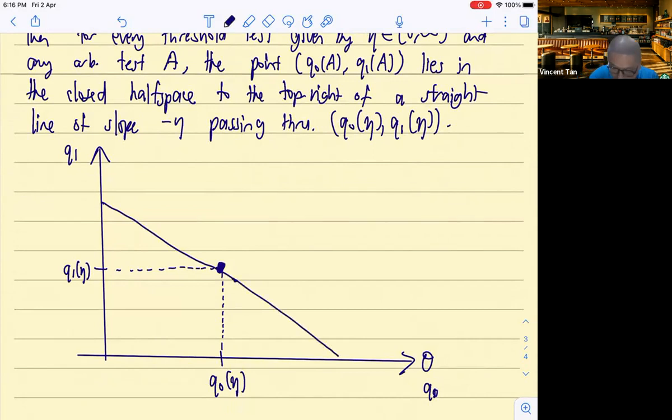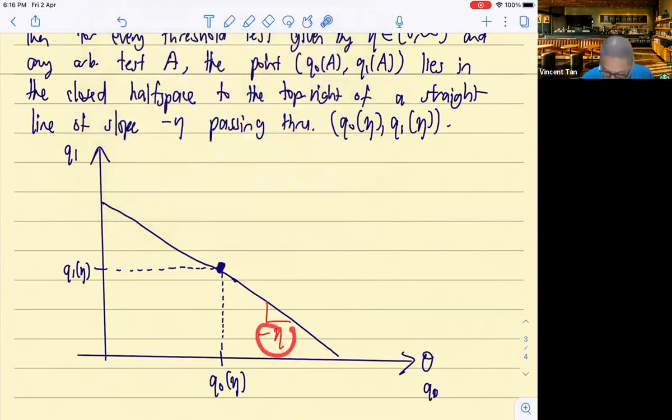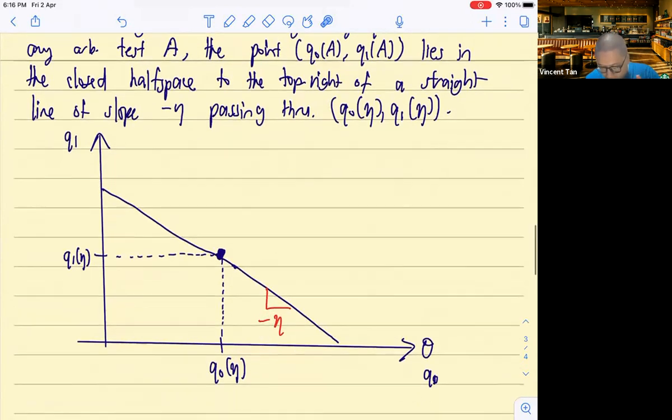And yes, slope minus eta. Okay, minus eta, that is the slope. So this eta here is the same as this eta here, which is the threshold of my threshold test. Now, here I'm only concerned with threshold tests. Okay, and I have plotted this. Basically, I fixed my eta.